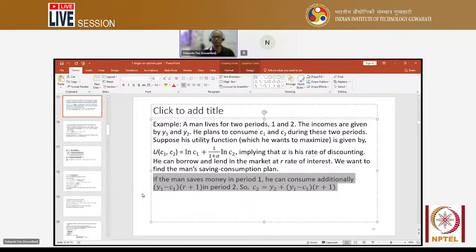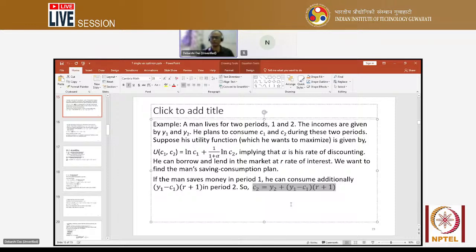He lives for only 2 periods. So in period 2, what is his total consumption going to be? His total consumption is going to be Y2, which is the income that he earns in period 2, plus the interest income that he earned because he had saved some money. And that is Y1 minus C1 multiplied by 1 plus R. So this actually is the budget constraint, right? That is the answer to the question.